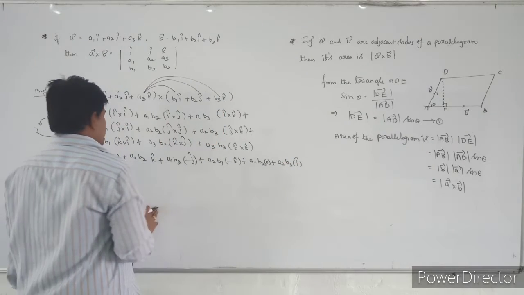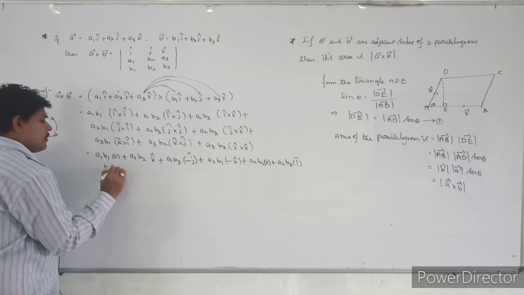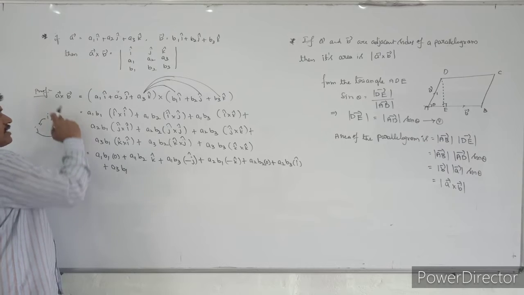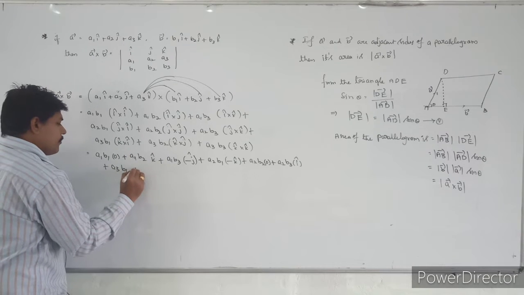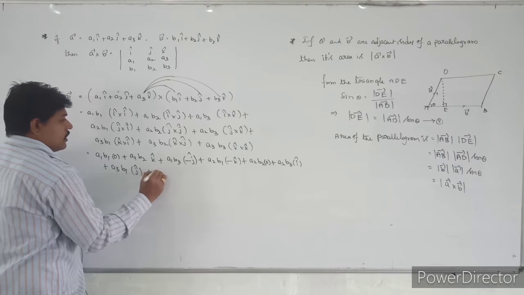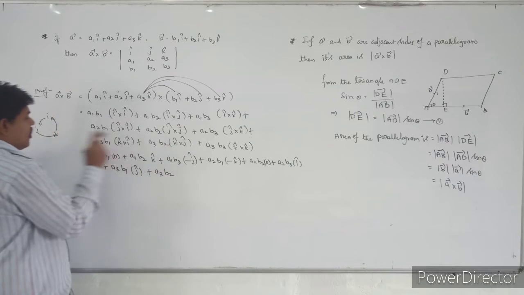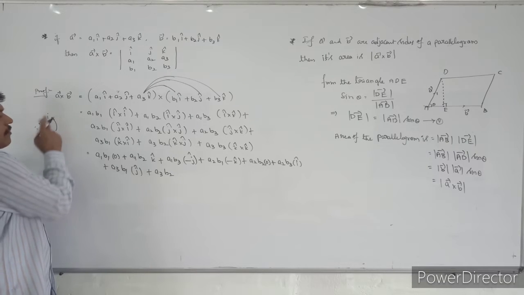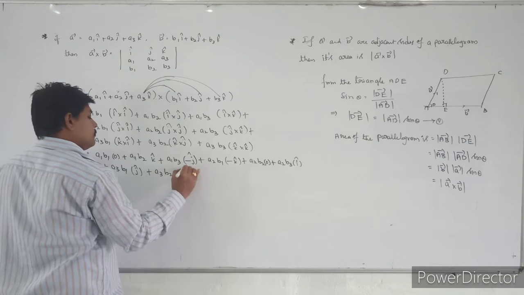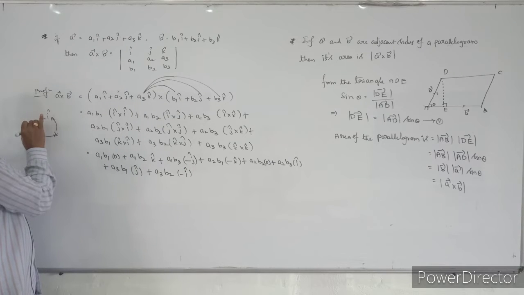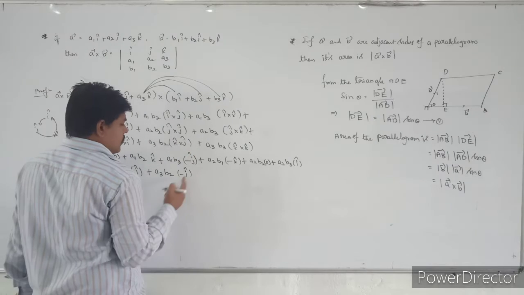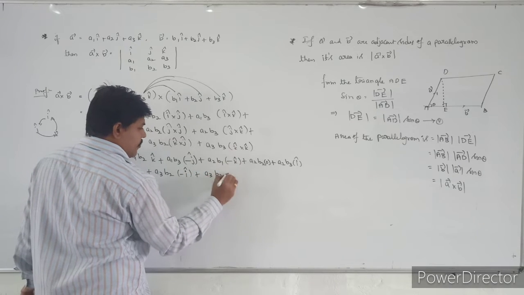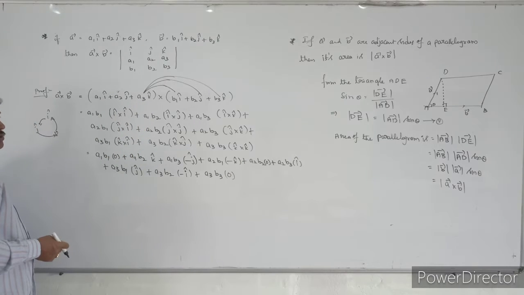So next, plus A3 B1 K cross I is the right handed system, so it will become J. Plus A3 B2 K cross J. J cross K is right handed system, but K cross J is not a right handed system, so you will get a minus I. Next, plus A3 B3 K cross K is a parallel vector, so it will become 0.